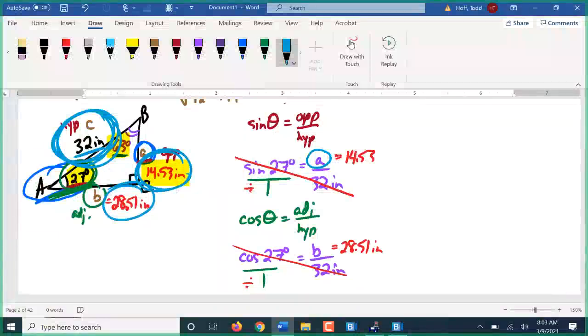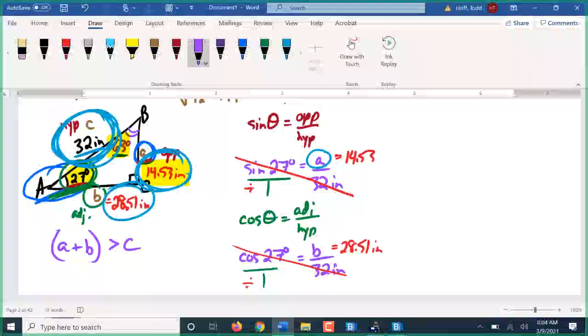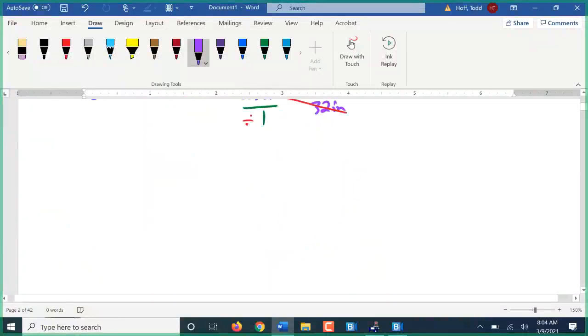Now there's another obscure rule in a triangle that we haven't talked about yet. And that is the two shorter sides have to add up to be larger than the longest side. A plus B has to be larger than C by itself. 14 and 28 is 42. That's definitely larger than 32. So those are two little things we can do to double check. It doesn't guarantee we have the right answer, but it would catch some of the really bad mistakes that we could possibly make out there.